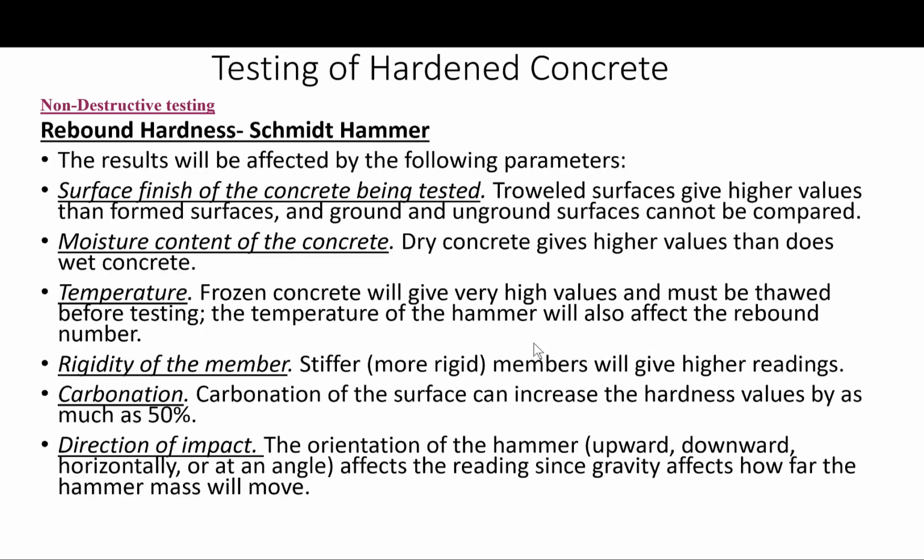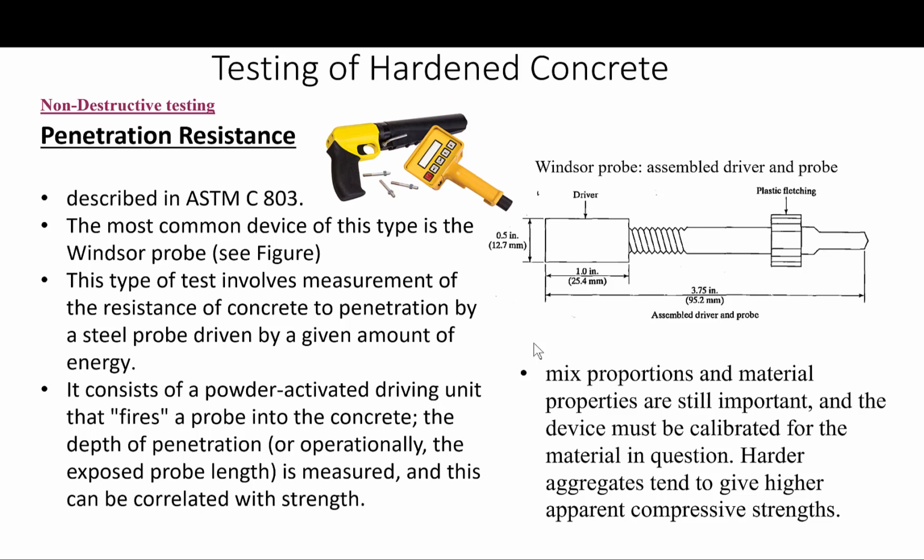Keep that in mind. Okay, the next test we will talk about is the penetration test, or penetration resistance rather. This type of test involves measurement of the resistance of concrete to penetration by a steel probe driven by a given amount of energy. This is described in ASTM C803. The most common device for this type is the Windsor probe. This is a schematic of it here, and these are some photos of some of the available devices.